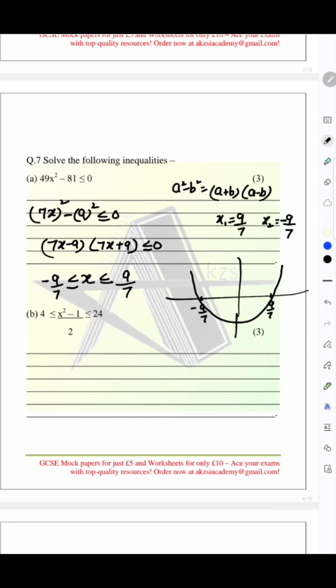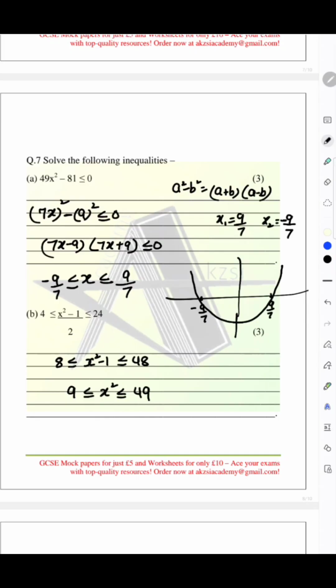Moving on to part B, I just have to isolate x. For that I have to multiply all the sides by 2. So this will be 8 less than or equal to x squared minus 1 less than or equal to 48. I have multiplied by 2. Now in order to isolate x squared, I need to add 1 to all the sides. It will give me 9 ≤ x squared ≤ 49. And then I have to root it.